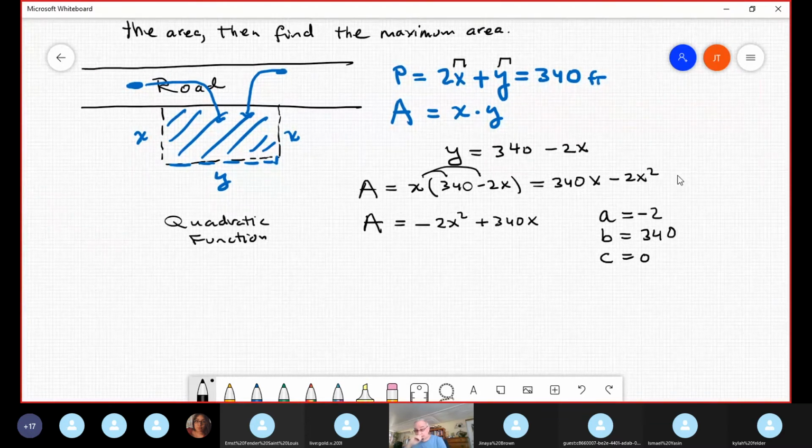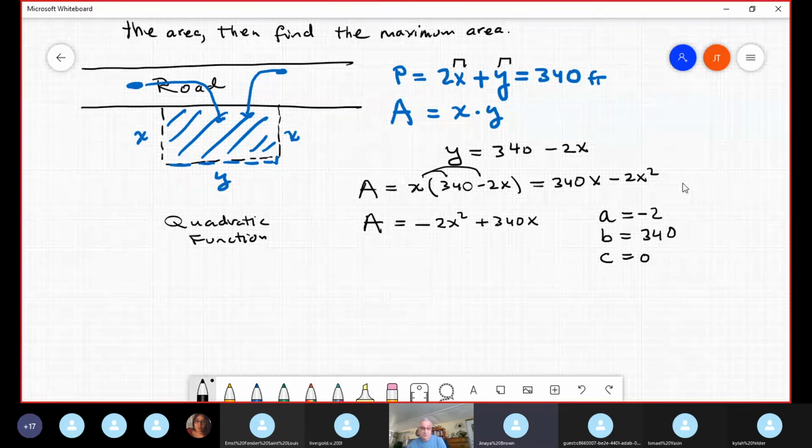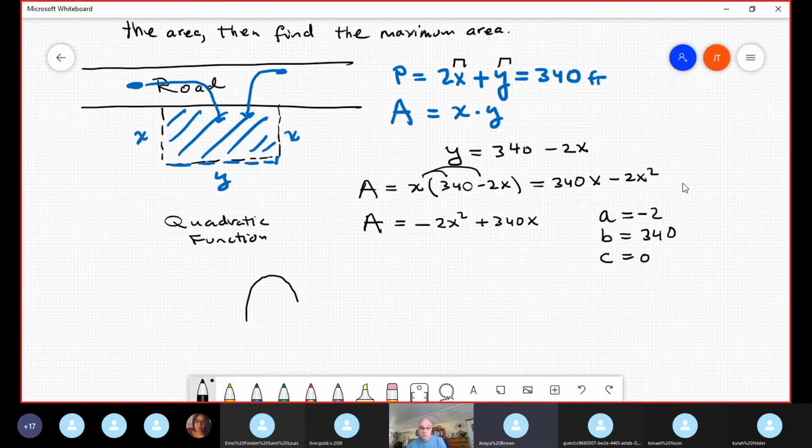It's a quadratic function. By the way, this is a parabola, yes or no? This is a parabola. And does this parabola open up or open down? Up or down? Down. How do you know it's down? A is negative 2. Because A is negative, very well.